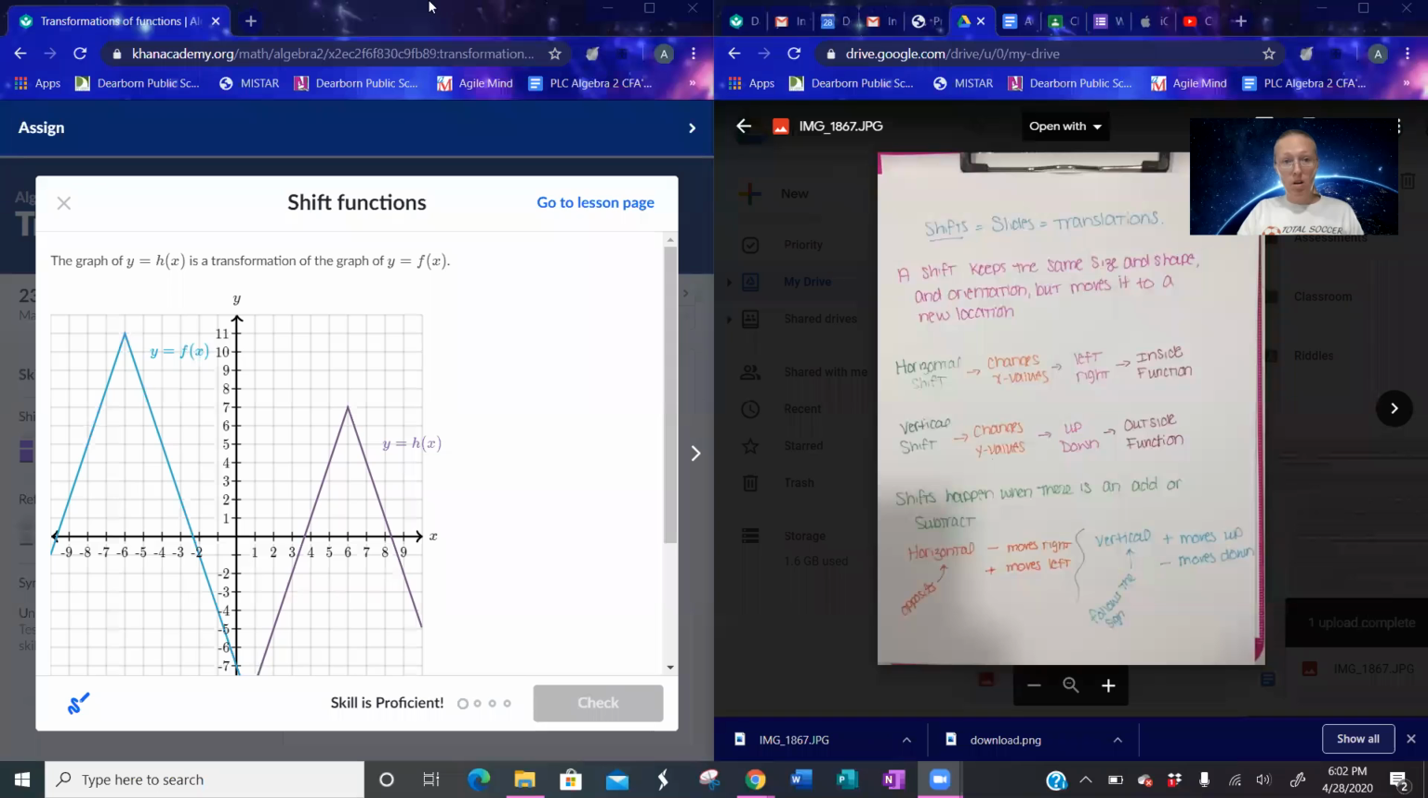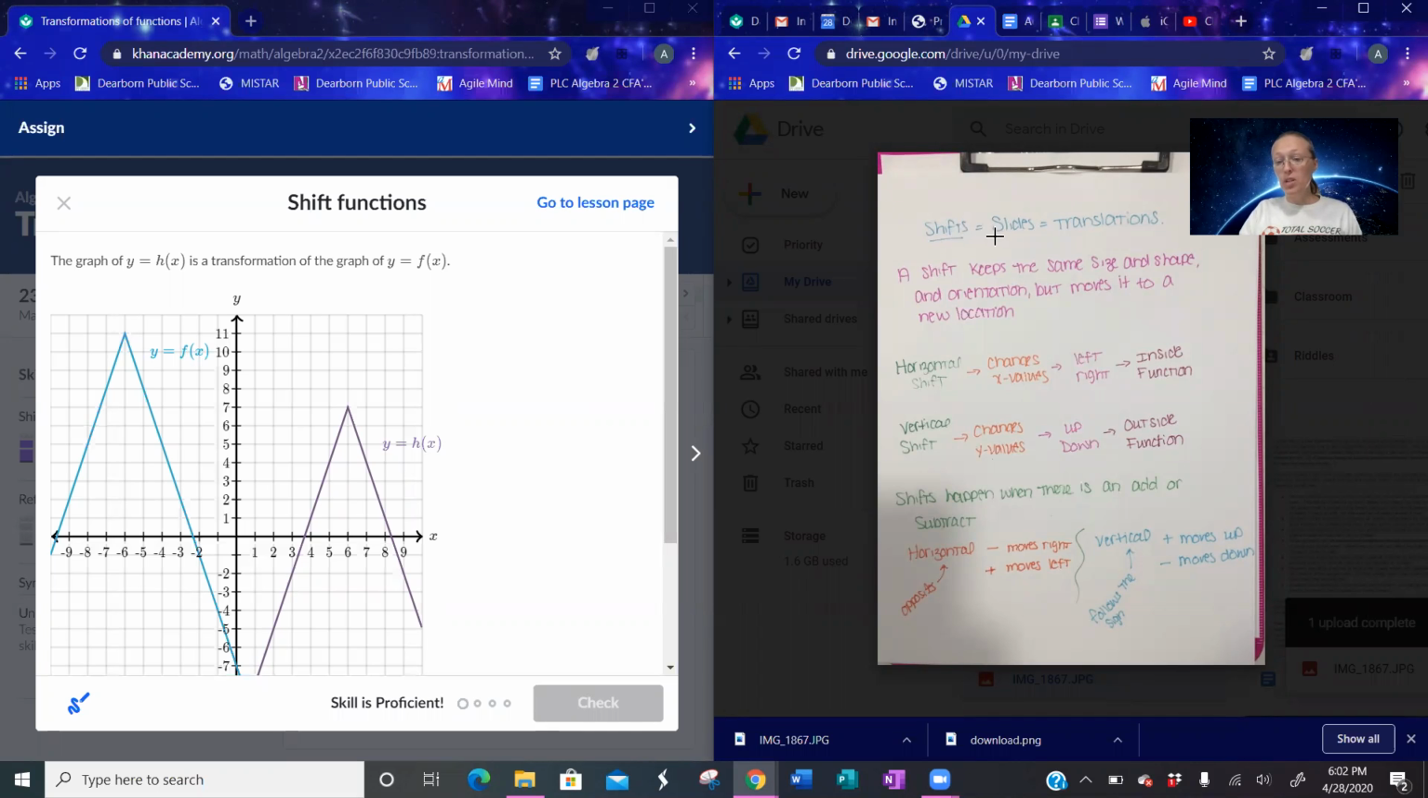For your shifts notes that I just loaded on Google Classroom, and go through a few practice problems on Khan Academy so we can see how they go together. Okay, so I'm going to share my screen with you. All right, so let's get that out of the way because we want these things here. Here we go. Here are the notes that I just loaded into Google Classroom for you.